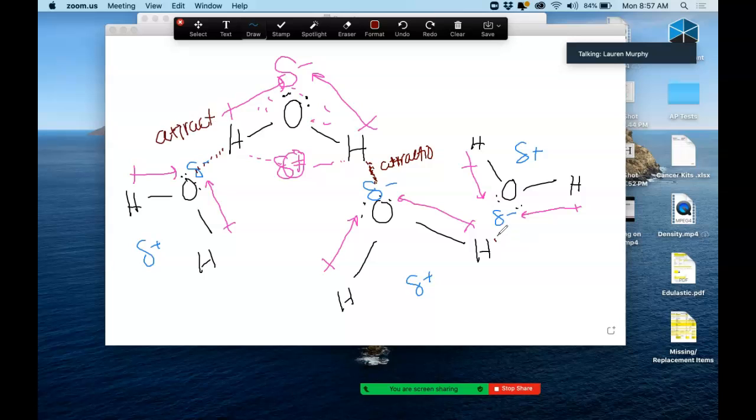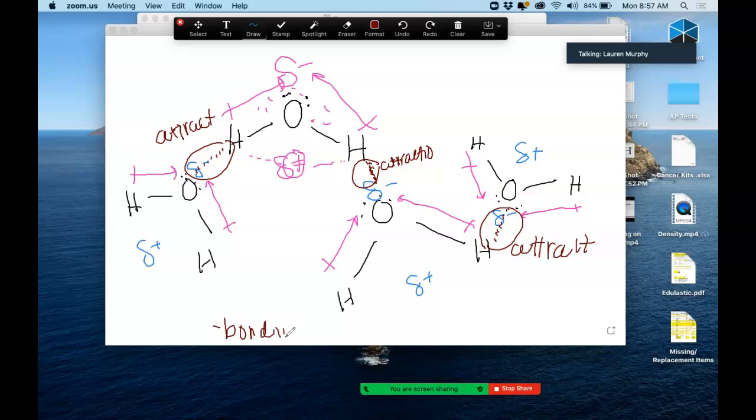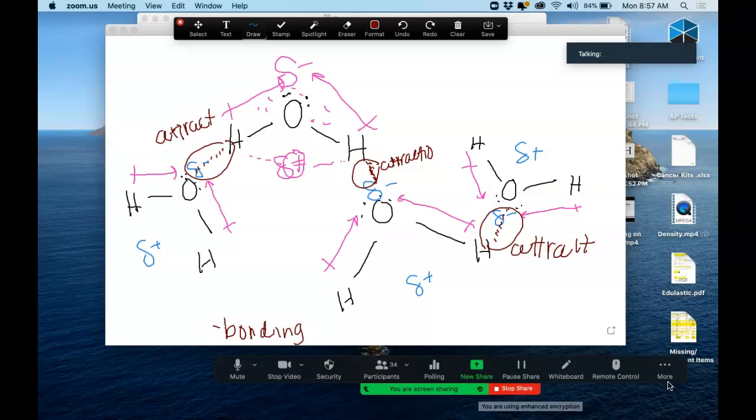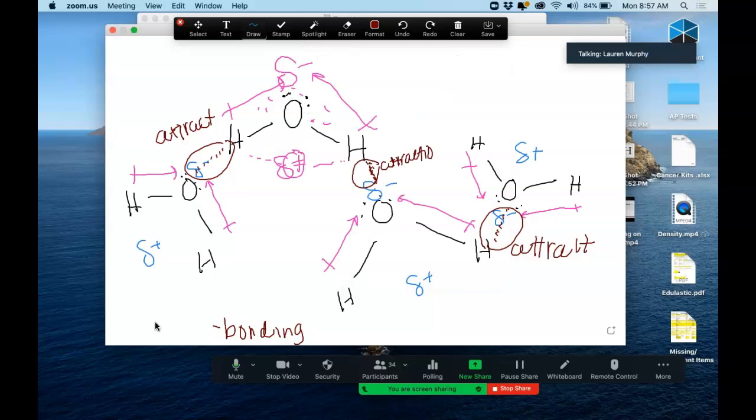Does anybody remember what this is called? This has a special name. Does anybody remember what it's called? This force of attraction? It's called something bonding for water. Anybody know? Hydrogen bonding. Okay, this is called hydrogen bonding.